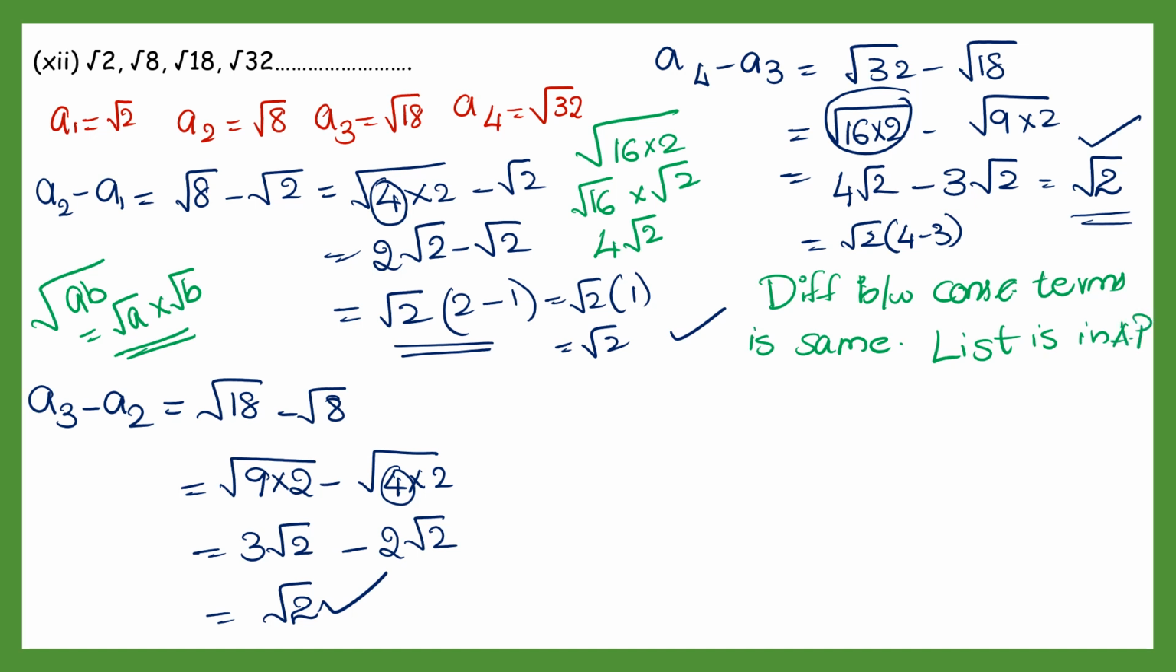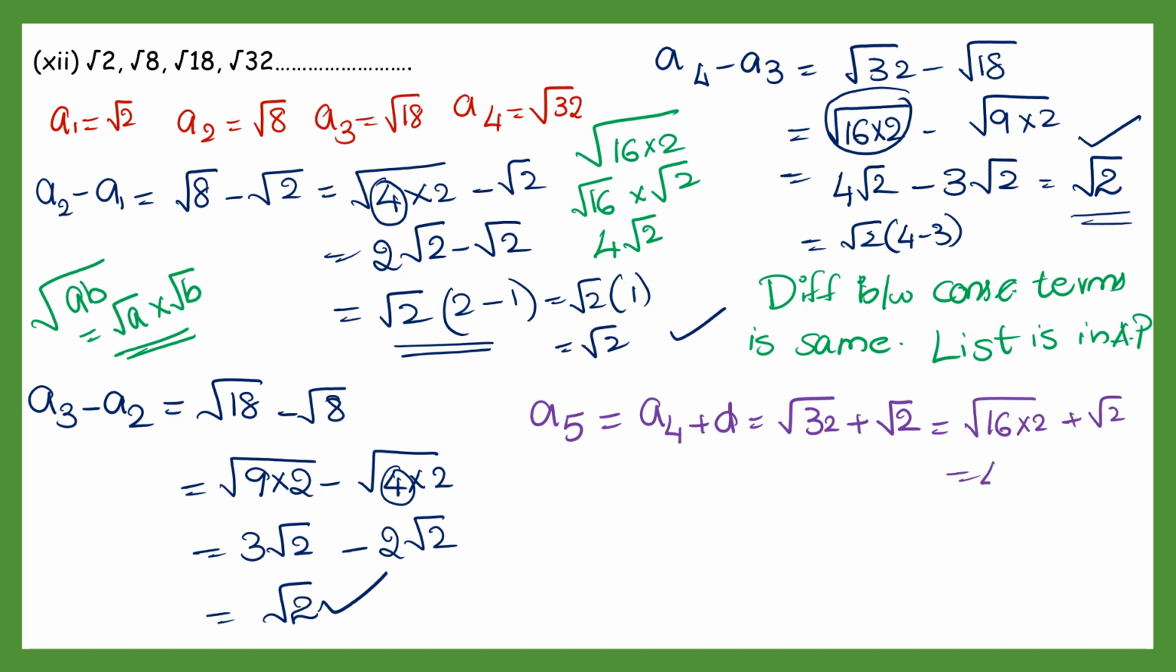Now we can find the fifth term. Fifth term A5 is nothing but the fourth term plus common difference. That means root 32 plus common difference, which is root 2. Root 32 can be written as what? Root of 16 into 2, plus root 2. That means 4 root 2 plus root 2. We can write as 5 root 2. Or you can write what? This 5 goes inside, you will get 25 into 2. So root 50.